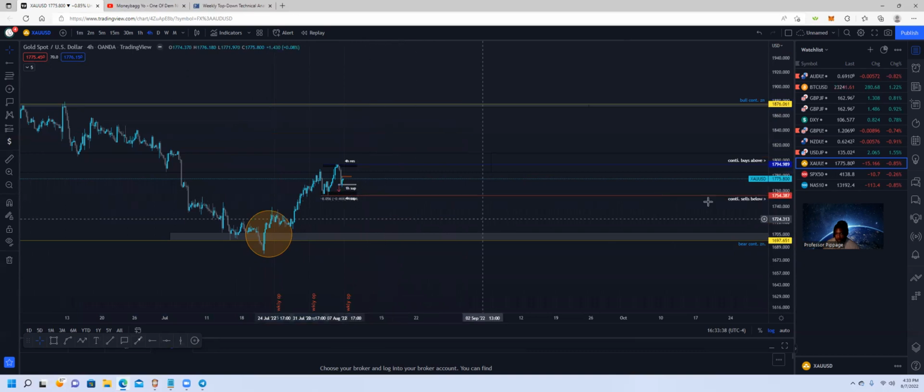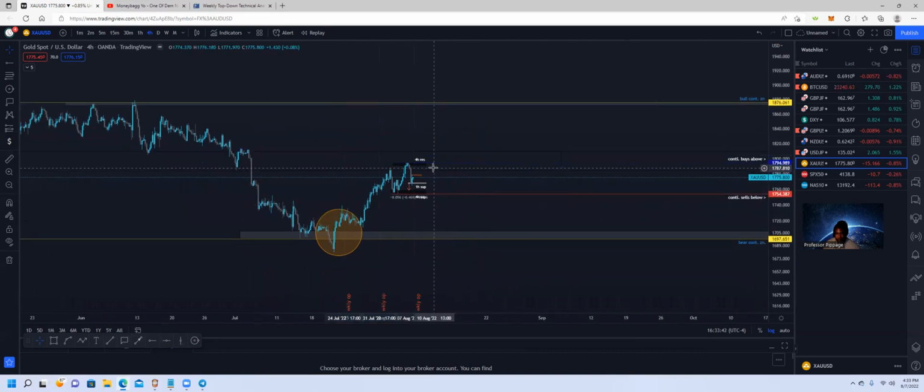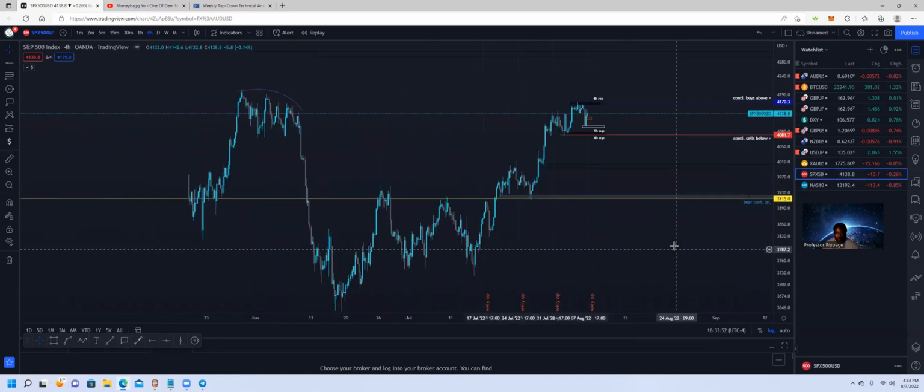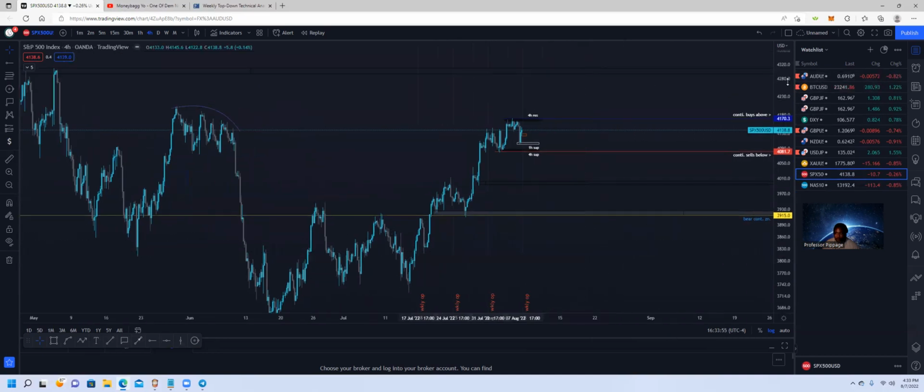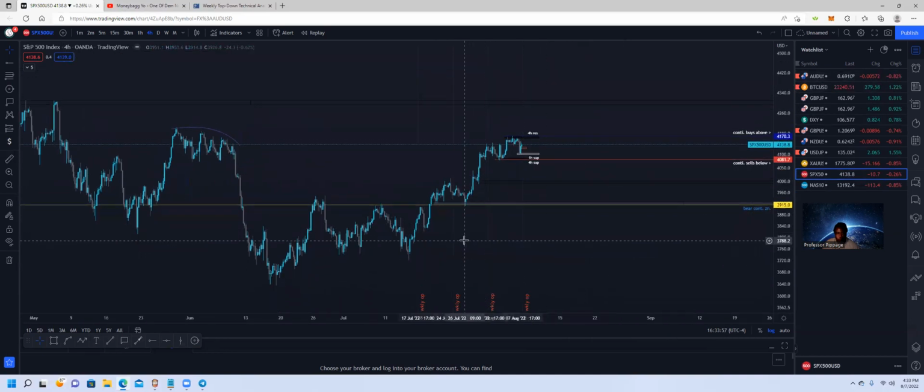If we shift below, then I got continuation sells below 1754. If we start to push back into the highs, we got continuation buys above 1794. Switching over to SPX. SPX currently bullish, lower time frames bullish overall for the last 2 or 3 weeks.